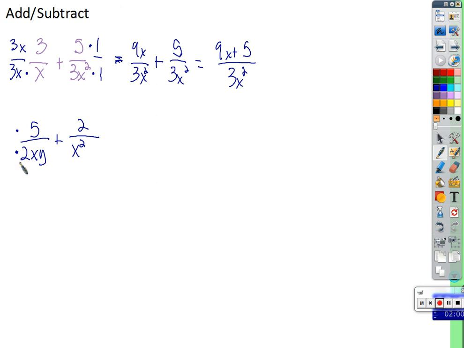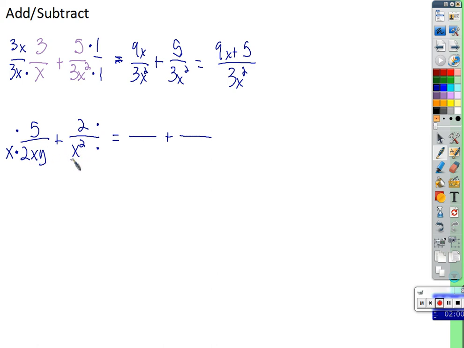What will we multiply this by? What will we multiply this by? The same thing. The first one by? X. If we multiply it by x, we'll get 2x squared y. So we'll have that factor of x squared like this one has.